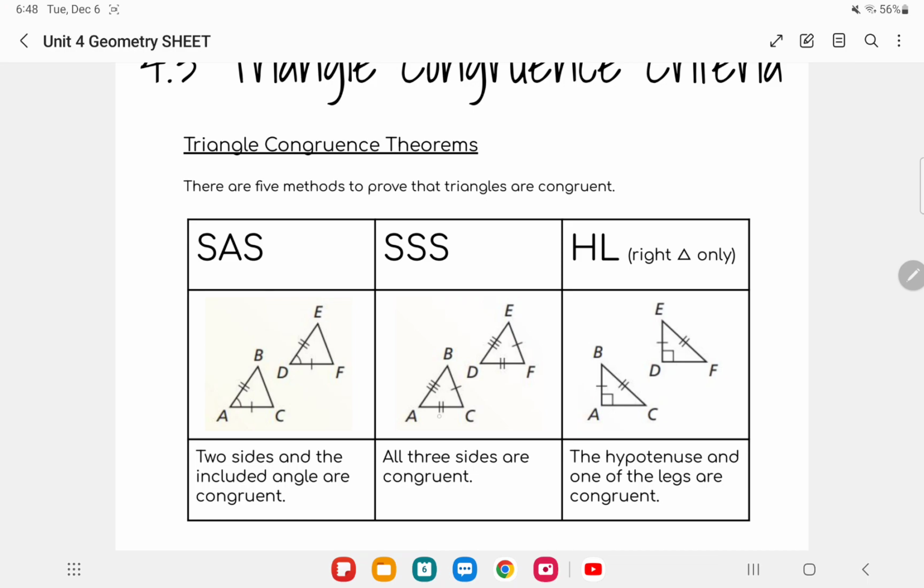Same thing with side, side, side, as long as those sides are congruent. And as long as I have the hypotenuse and one of the legs congruent to each other, I know that both triangles are congruent to each other. That's only 3 of the 5.